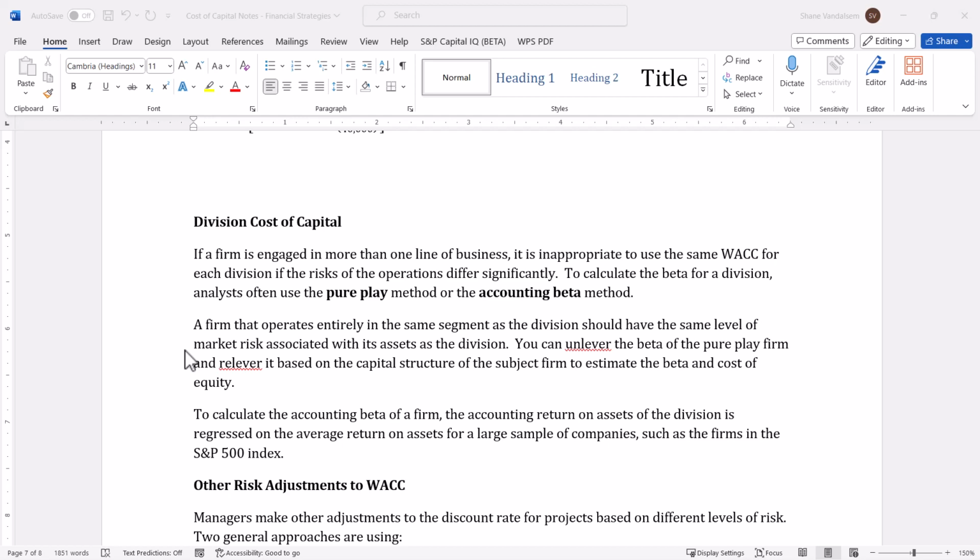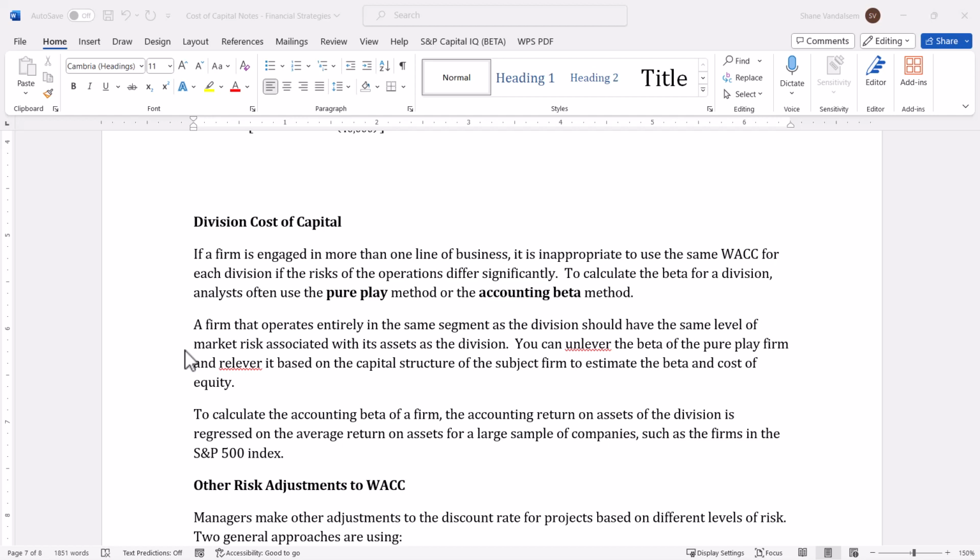Another approach to determining the division cost of capital is what's called using the accounting beta method. For a division of a firm, we don't have a beta. We can't calculate the beta using the returns for the firm, because we would have to pull out one division, and we really can't do that. What we can do, though, is take the quarterly operating earnings for the firm and regress that on the operating earnings for the S&P 500 firms to get that value. I've rarely seen this approach used. It's difficult to do. You have to have a lot of information in order to do it.